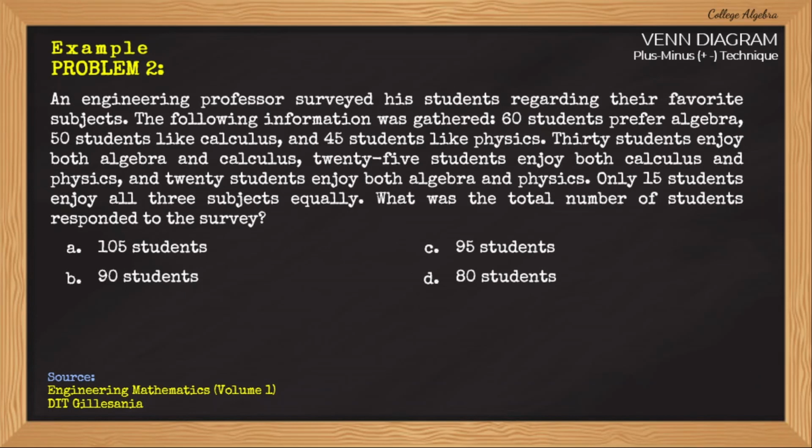That is, an engineering professor surveyed his students regarding their favorite subjects. The following information was gathered. 60 students prefer algebra, 50 students like calculus, and 45 students like physics. 30 students enjoy both algebra and calculus, 25 students enjoy both calculus and physics, and 20 students enjoy both algebra and physics. Only 15 students enjoy all three subjects equally. So what was the total number of students who responded to the survey?